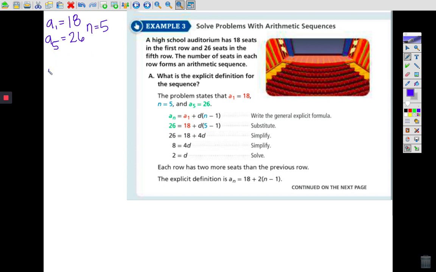So for a, what is the explicit definition? Well, this is where that comes back in handy. a sub n is equal to a sub 1 plus d times n minus 1. We are trying to write our explicit definition, but we can't write it without the common difference. So that is what we are about to have to solve for.